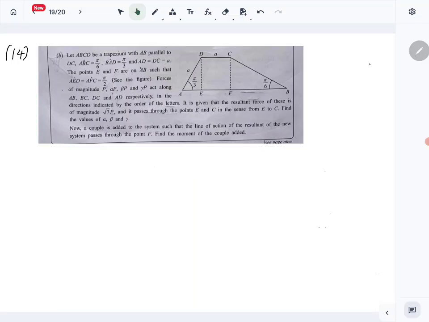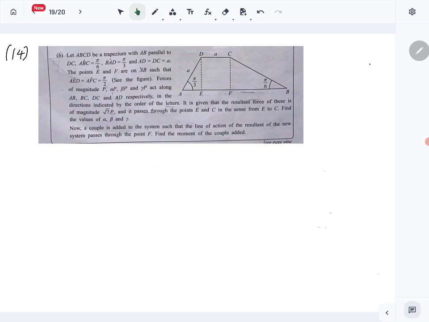Okay, now let's look at question number 14, part B of the applied paper. This is the coplanar forces question. This diagram is given, and these lengths are A, this angle is pi over 3, and this angle is pi over 6. Additionally, they have said AED, this angle is 90, AFC, this angle is also 90.